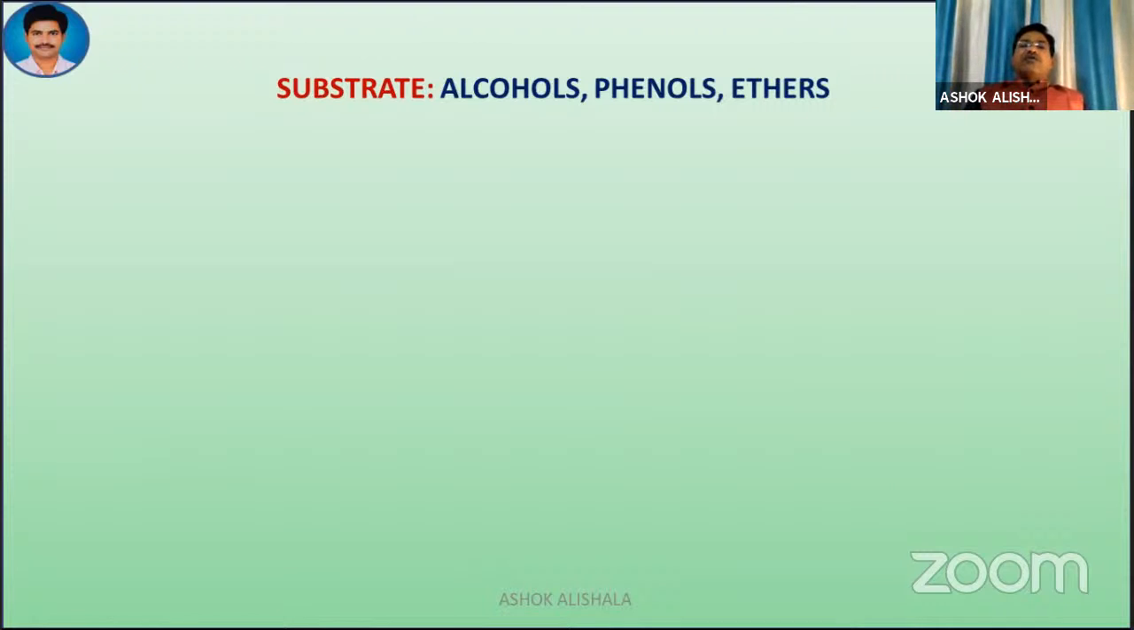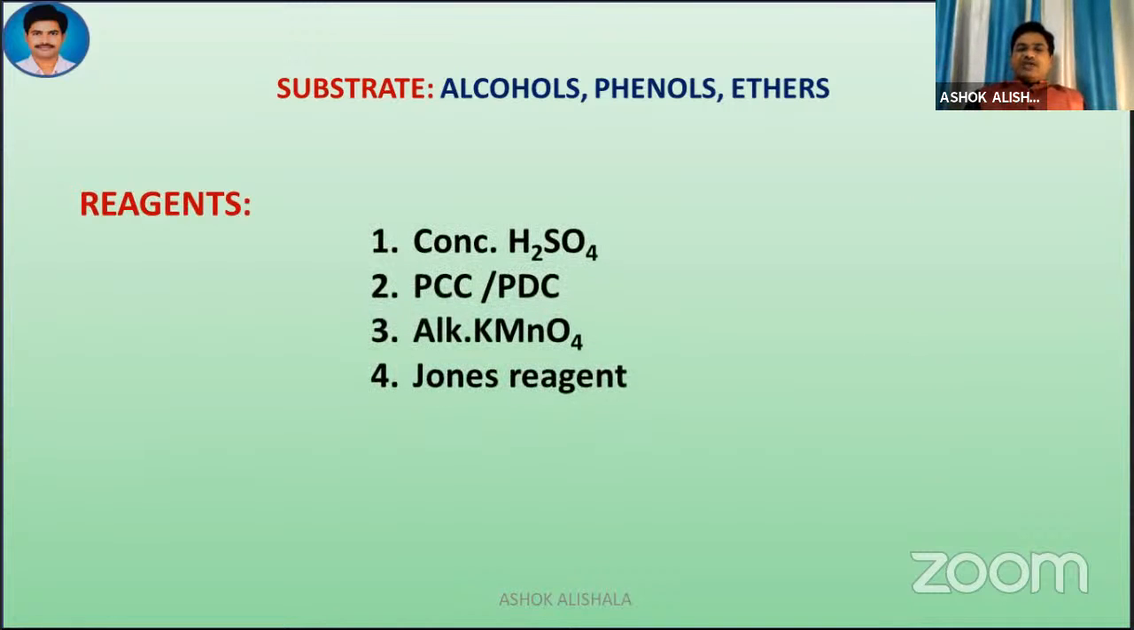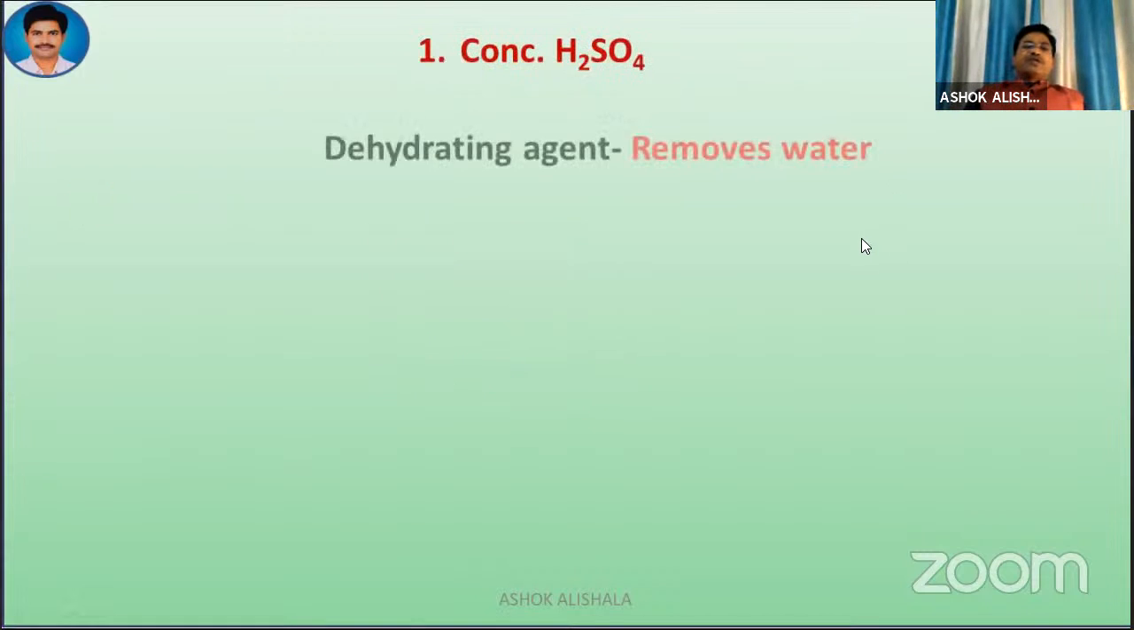Then see what are the reagents that can influence these alcohols, phenols, and ethers. One is concentrated sulfuric acid, pyridinium chlorochromate. Another is pyridinium dichromate, alkaline KMnO4. Another is the Jones reagent. Let us see what is the action of these reagents on these alcohols, phenols, and ethers.